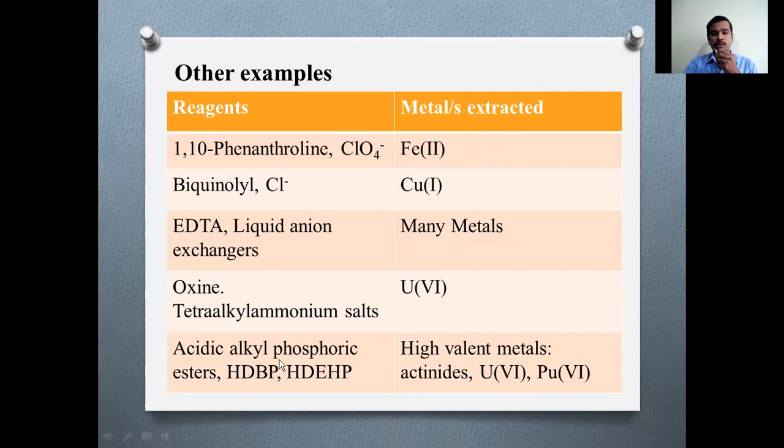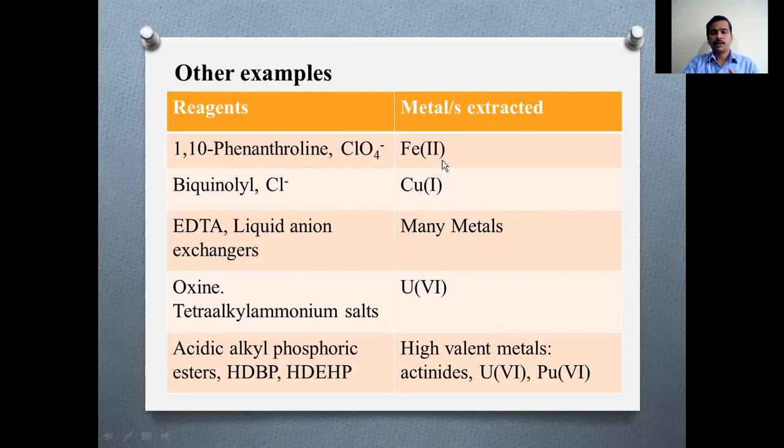And of course, acidic alkyl phosphoric esters such as HDBP, HDEHP are also used to extract high valent metals such as actinides, uranium 6, plutonium 6, etc. So these are the examples of metals which can be extracted by using these reagents, and where an ion association complex is going to be formed between a metal chelate and a reagent.